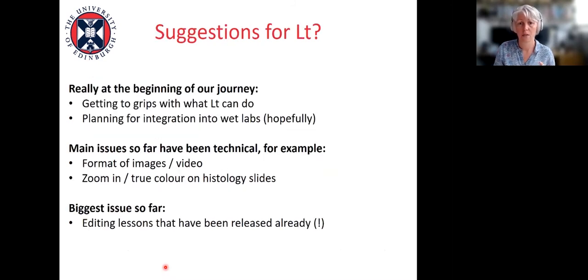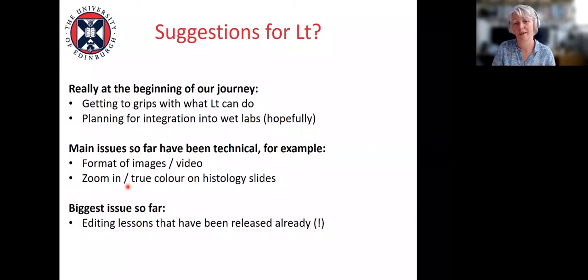Suggestions for LT, this is going to be very brief. We're really just at the beginning of our journey, so we're in the world-is-our-oyster phase, and we're hoping to integrate this into wet labs, hopefully after the summer. We're still waiting for confirmation. Our main niggles so far have actually been technical: formatting images, getting true colour on histology slides, being able to zoom in, things like that.